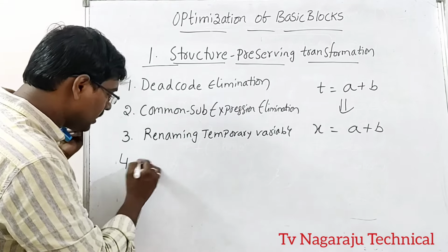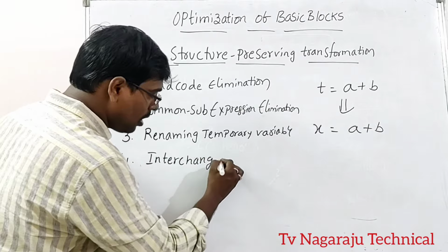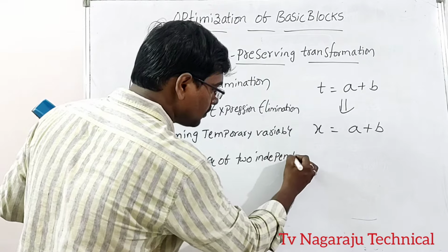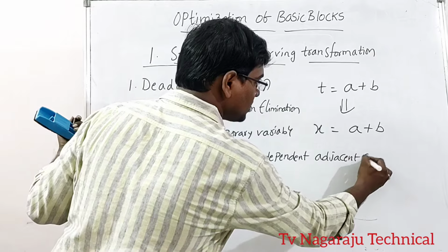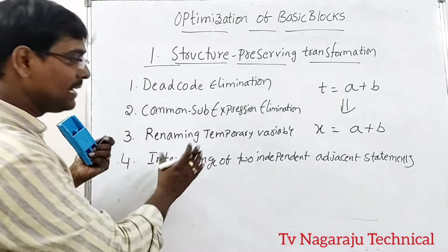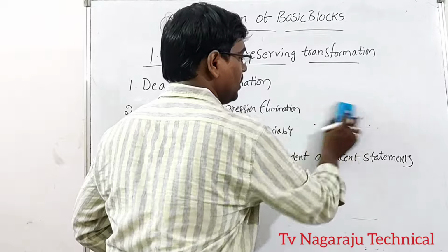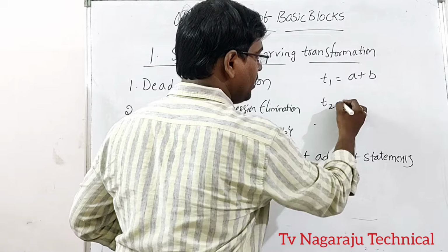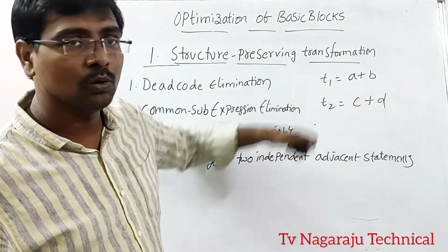And the last one is interchange of two independent adjacent statements. So even though the sentence is very big, the meaning is simple. For example, T1 is equal to A plus B, and T2 is equal to C plus D. Suppose within the program these are the two statements.